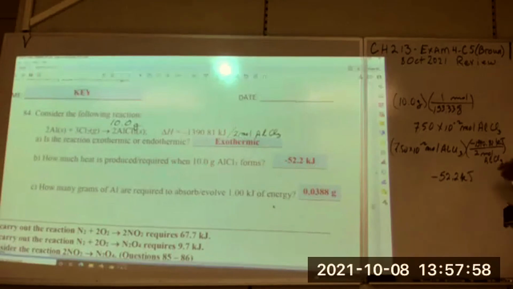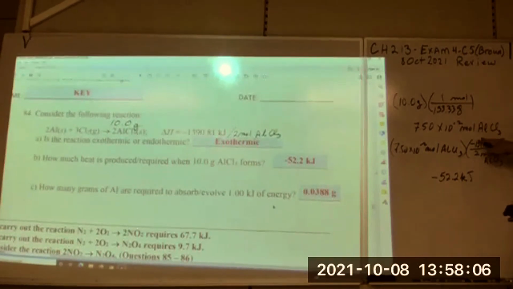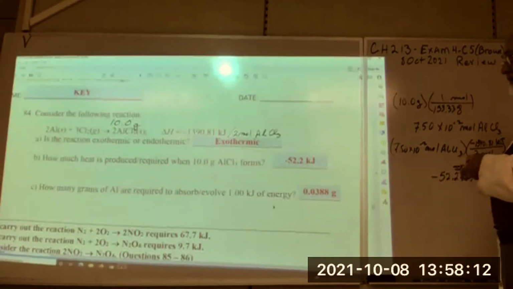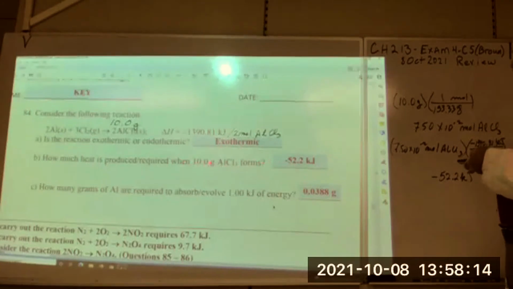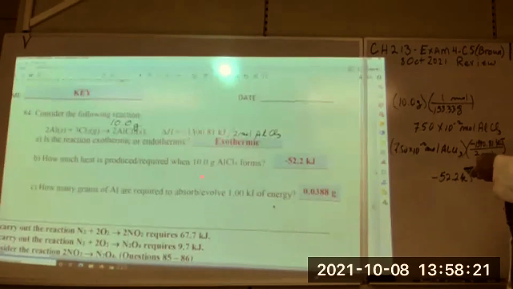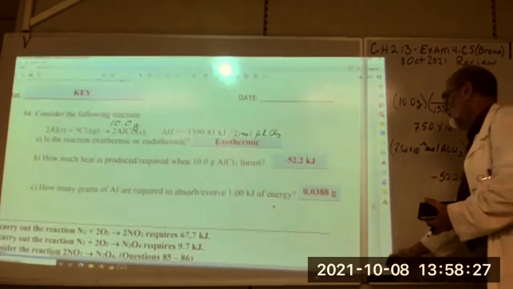This is the trick here. I mean, you guys can do that all day long in your sleep. But this is the trick right here, to recognize that that enthalpy is in terms of 2 moles of aluminum chloride. Or if we were given a value here for chlorine, it would be per 3 moles of chlorine or per 2 moles of aluminum. That's the way you interpret enthalpies for a balanced equation.